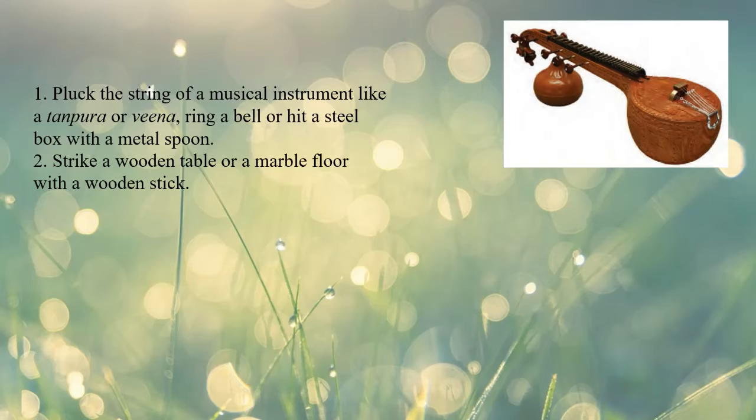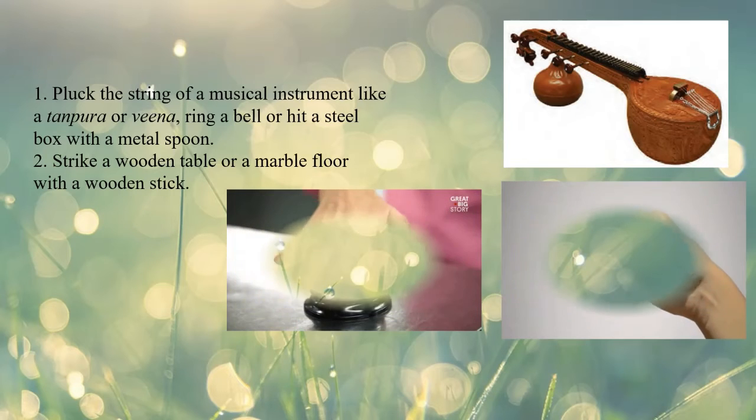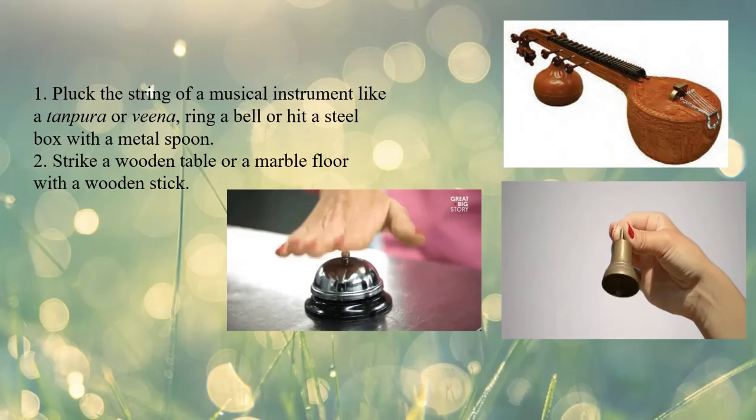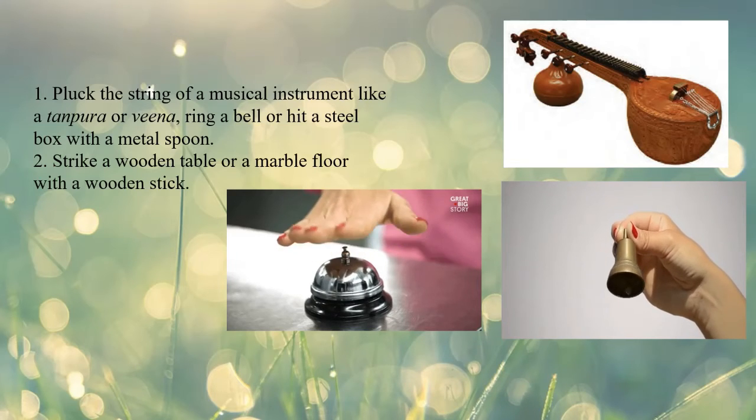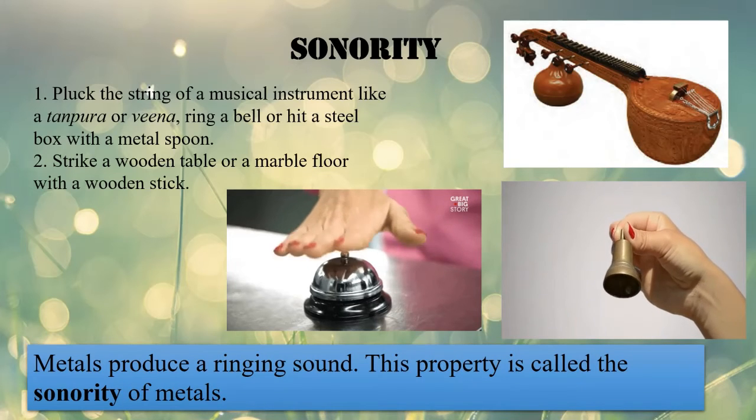If you pluck the string of a musical instrument, like a veena or a tanpura, or just ring a bell, or hit a steel box with a metal spoon, you will notice that a loud sound comes. Whereas if you do the same with the wooden table, it would not be the same, right? So there are certain substances like metals which produce a ringing sound. This property is called the sonority of metals.